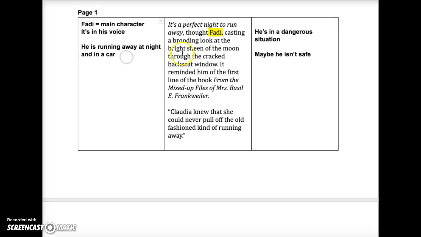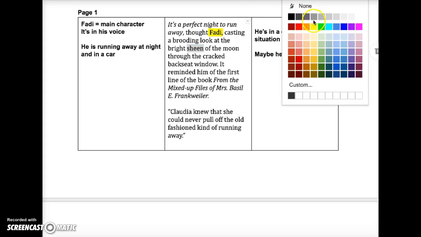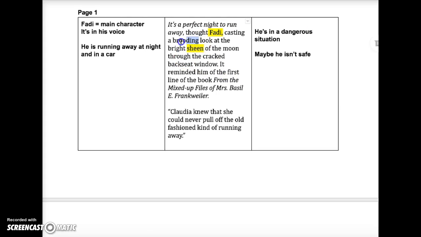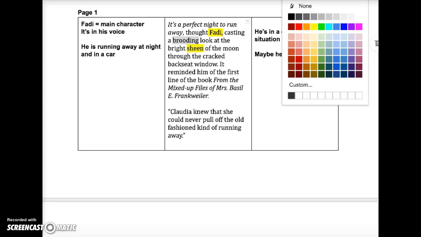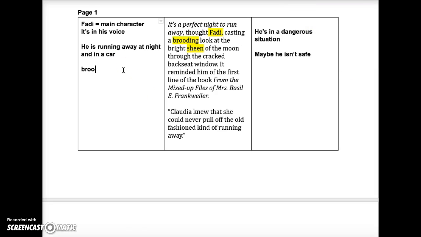So now I'm going to add a couple of vocabulary words that I don't understand. This word here, sheen, and brooding. So I went and looked these up in the dictionary, and brooding means to be thinking deeply or in a depressed state or way. So it seems like he's deep in thought or depressed, and then sheen means shine or luster. So that makes sense that the moon is shining, but he's looking in a brooding way, depressing or thoughtful way. Let's go on.